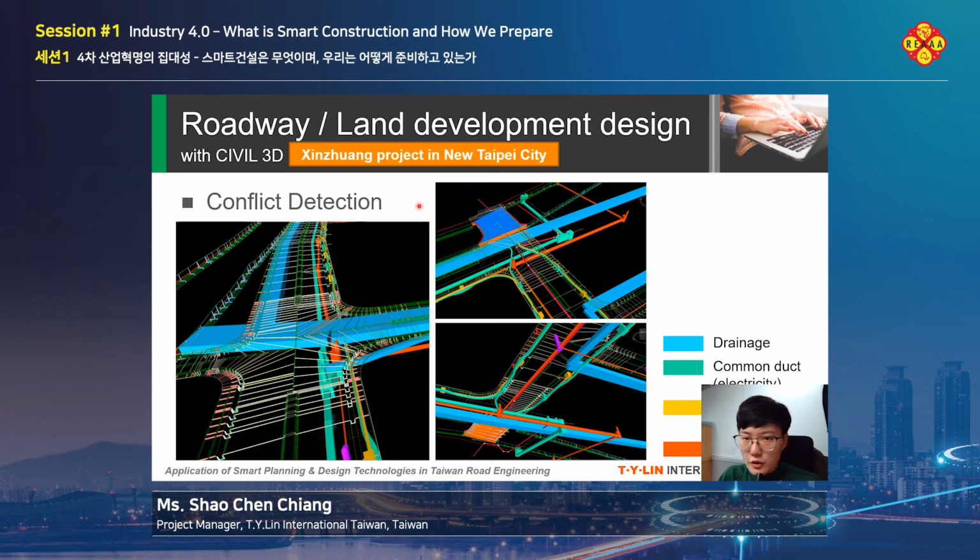We can also do the conflict detection here. So you can see the blue one is the drainage system, and the green one is the common duct, the electricity common duct. And the yellow one is the common duct of the telecom systems, and the orange one is the sewage system. So this is after our modification with the detections.